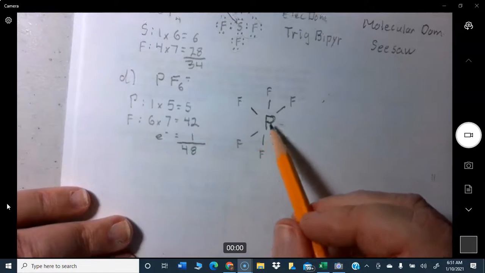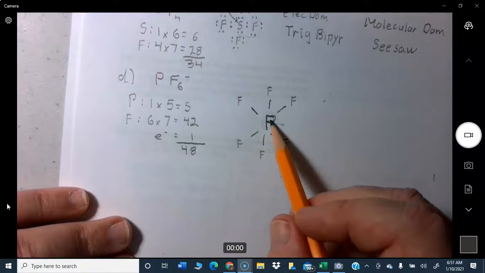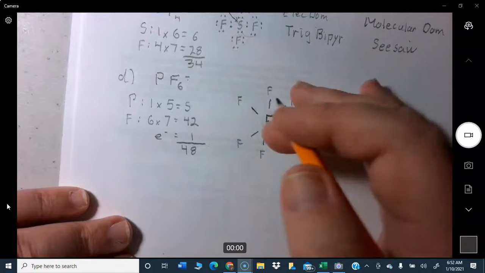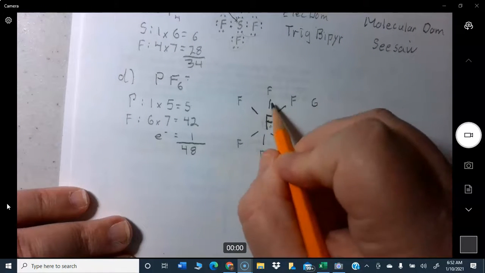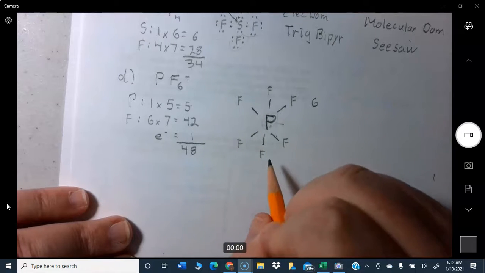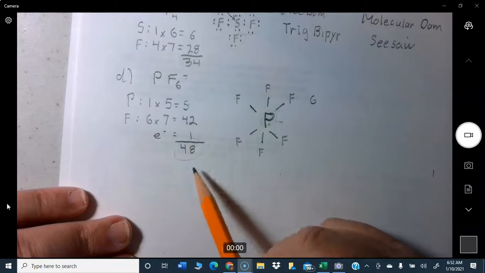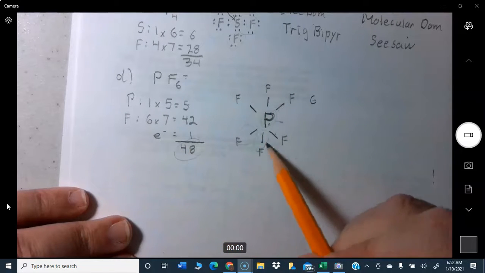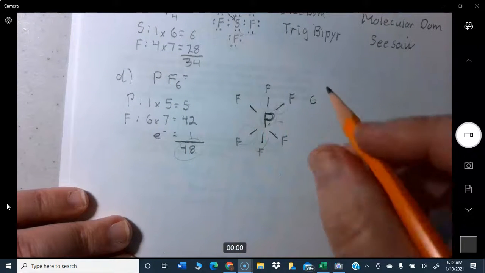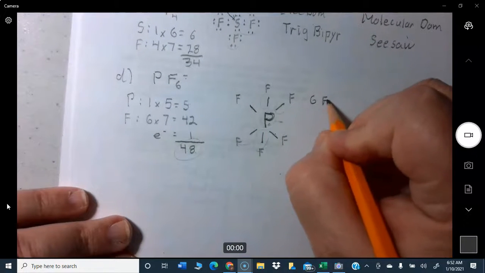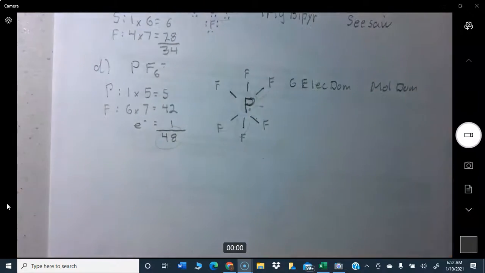Okay, so this has 6 electron domains. 1, 2, 3, 4, 5, 6 places where there's electrons. No lone pairs because you've used up all 48, and that's 8, 8, 8, 8, 8, 8. That's 48. Everybody's good. Everybody has an octet. So 6 electron domains. So come to your chart right here.